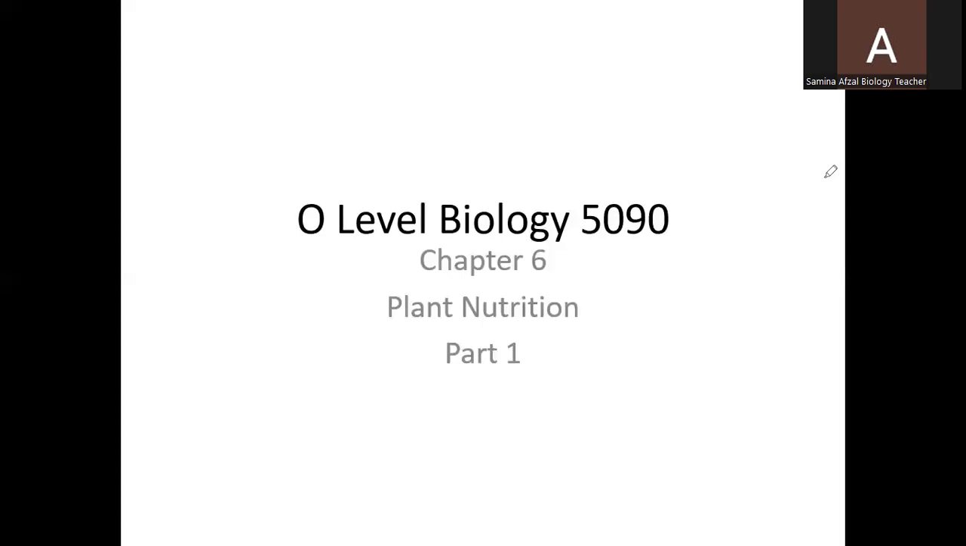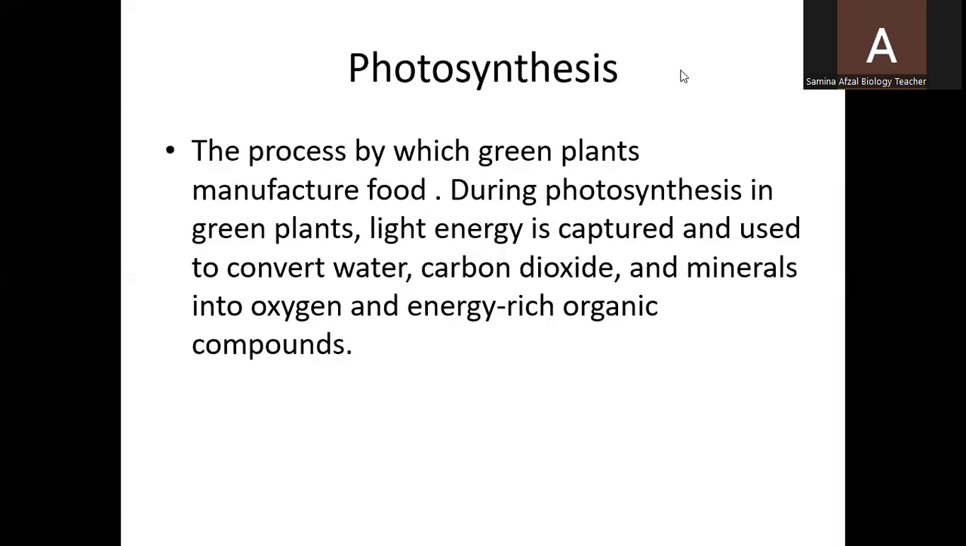Dear students, today we are going to start chapter 6 of O level biology 5090, and the topic is plant nutrition. We are going to do part 1 today. First of all, we will discuss what photosynthesis is. Photo means light, and synthesis means preparation or manufacture. So it is a process which takes place only in green plants.